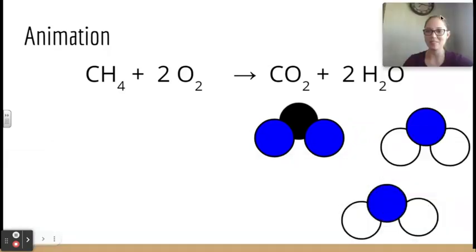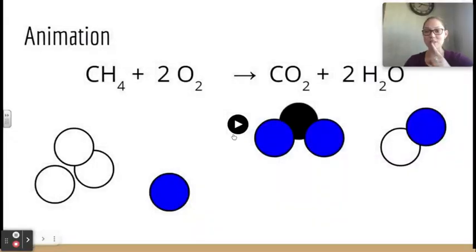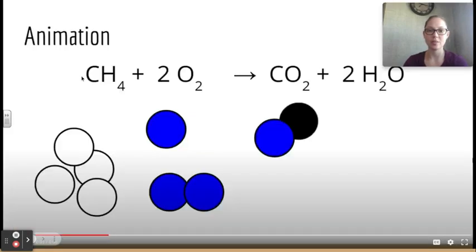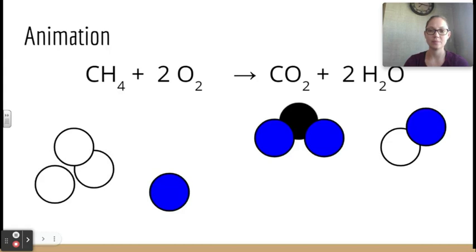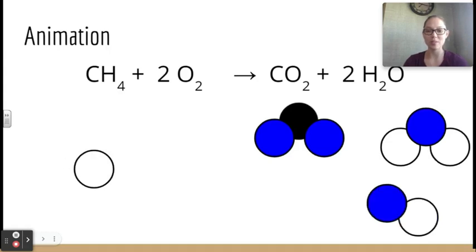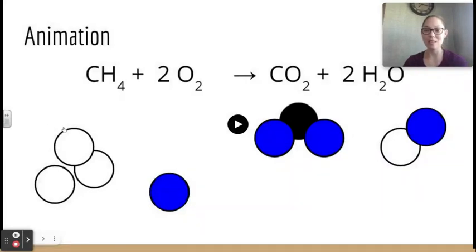Oops, I'll move my screen for you guys. All right, we're going to watch that one more time. Again, you are paying attention to what happens to the atoms of the methane molecule and the oxygen molecules that we are starting with to end up producing our carbon dioxide and water molecules. All right, what are you guys observing? What are we seeing? What's happening to the atoms we start with, and what's happening to them after this chemical reaction?